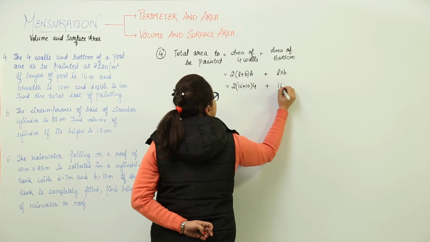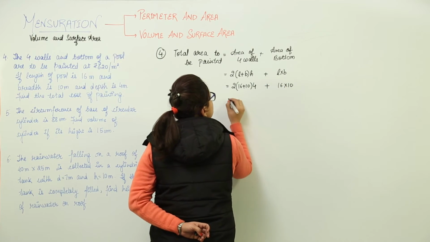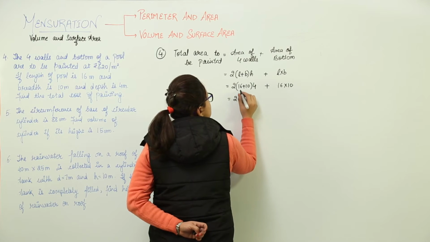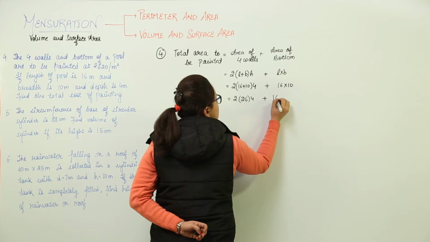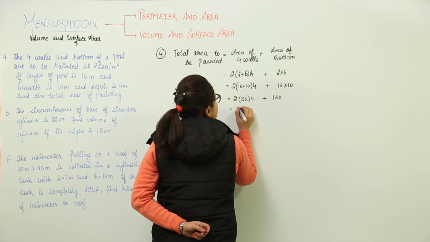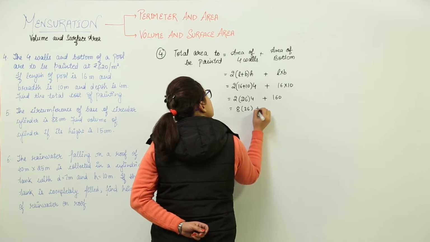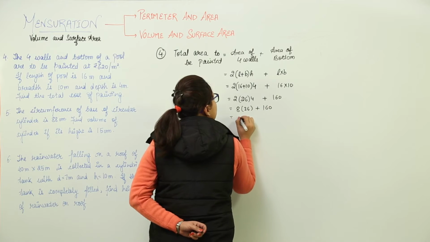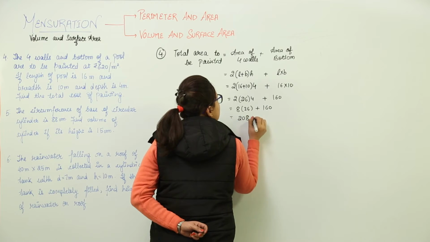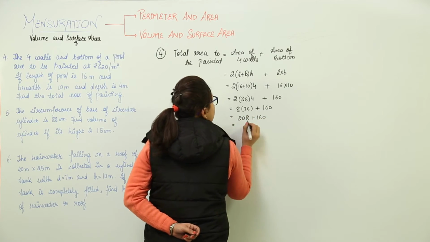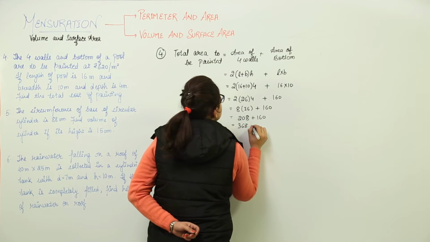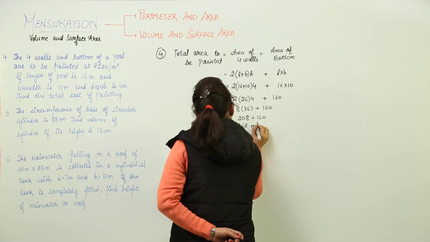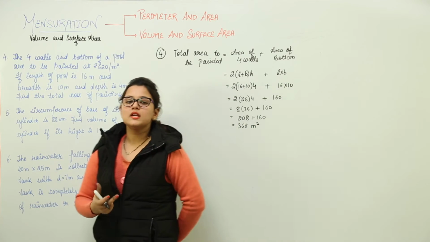Now the length and breadth already provided to us were this. So you do 16 plus 10, that is 26, into 4, plus this becomes 160. This becomes 8 into 26 plus 160. On solving you get 208 plus 160, and this comes out equal to 368 meter square. This is the total area to be painted.